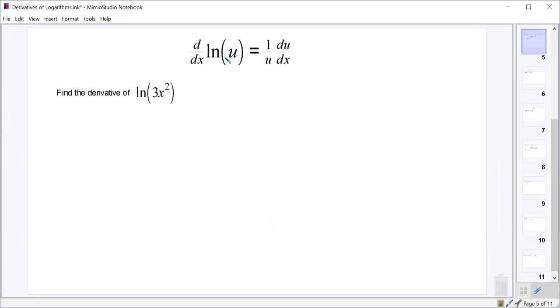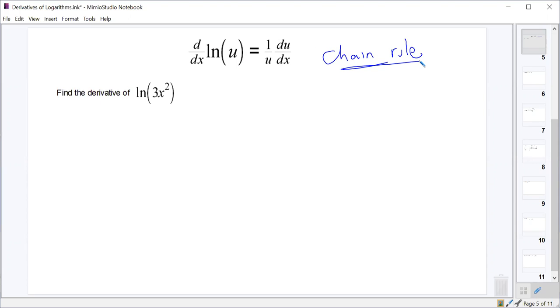And if we were to make this the natural log of a function, the natural log of u, then it would just be 1 over u times the derivative of u. And so this is just the chain rule application of the derivative of natural log. Everybody okay with that?